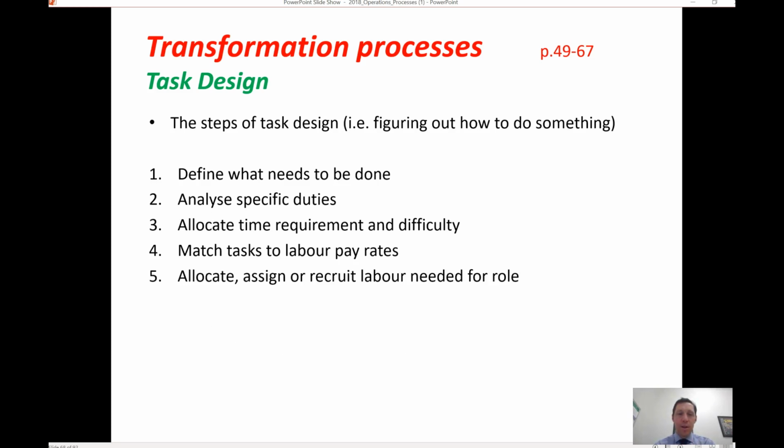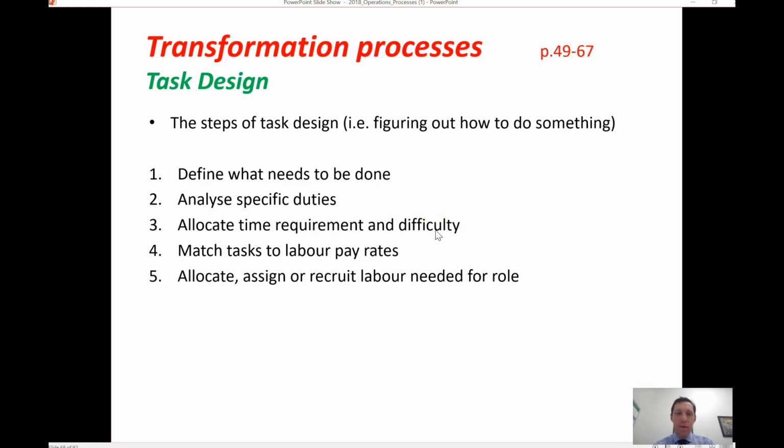Firstly, work out what the job actually is, so what needs to be done. Then secondly, what are the specific duties? Break that particular job down into specific duties. It's not just that you're an accountant; you're an accountant and these are your specific duties at this particular organisation. Thirdly, allocate the time requirement and difficulty of each task.